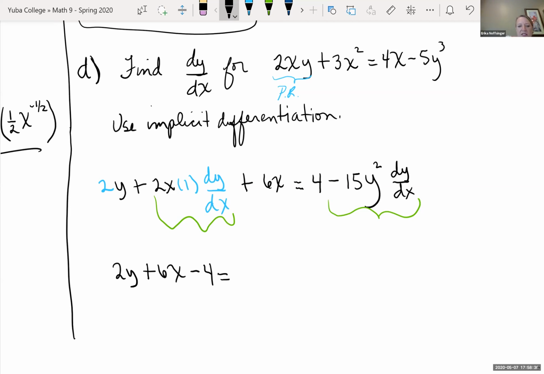And then let's also, we want to get this term with a dy dx, this 2x dy dx, to the other side. So if I do that, subtracting that, I get minus 2x dy dx minus 15y squared dy dx.